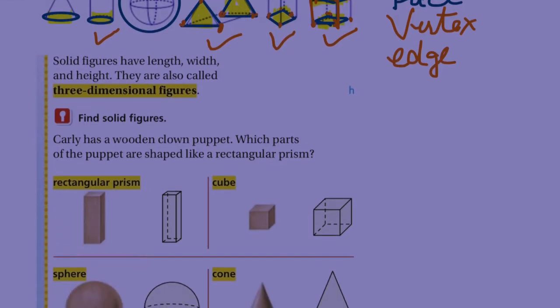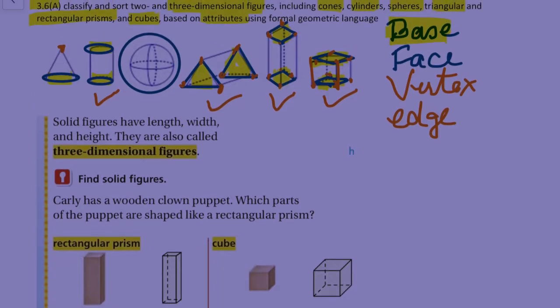A three-dimensional figure is one which has length, width, and height. Let me erase that. I'm going to highlight. So it's length, width, and height. All the shapes I showed on the top have length, width, and height, and they are called three-dimensional figures because they have three dimensions. Length is a dimension, width is a dimension, and height is a dimension.